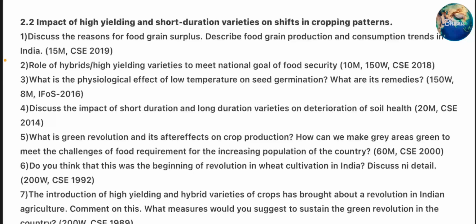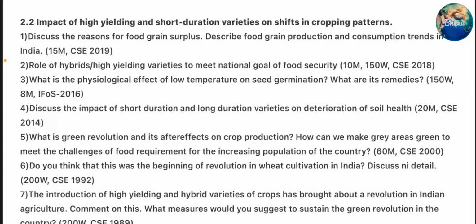Question 5. What is green revolution and its after effects on crop production? How can we make grey areas green to meet the challenges of food requirements for the increasing population of the country? Question 6. Do you think that this was the beginning of revolution in wheat cultivation in India?